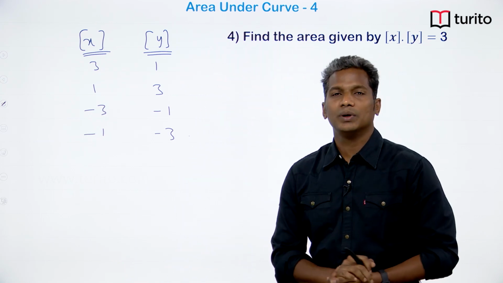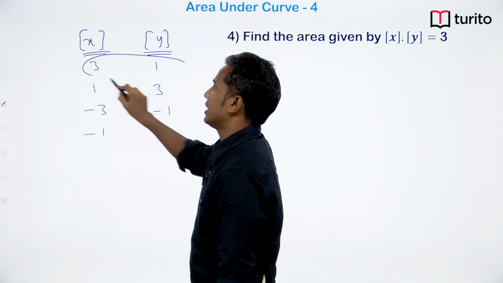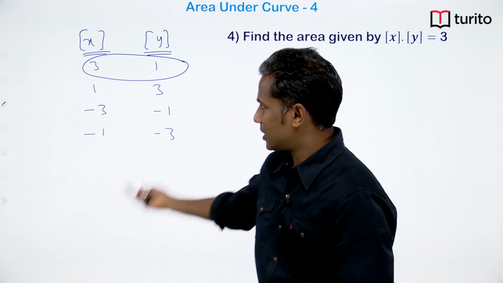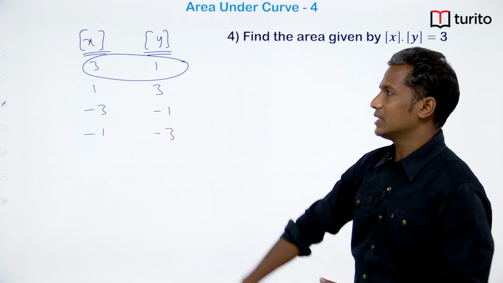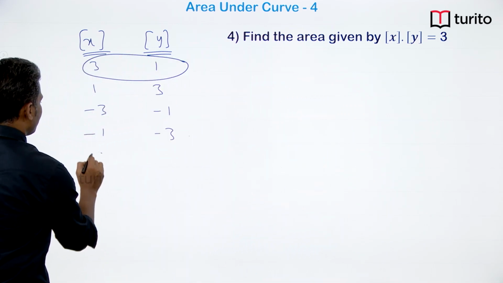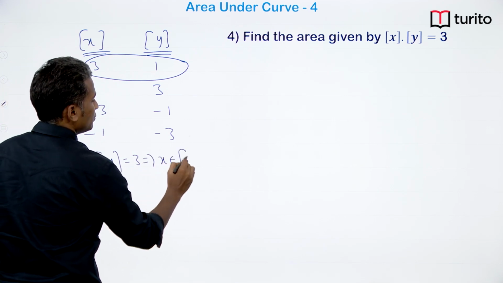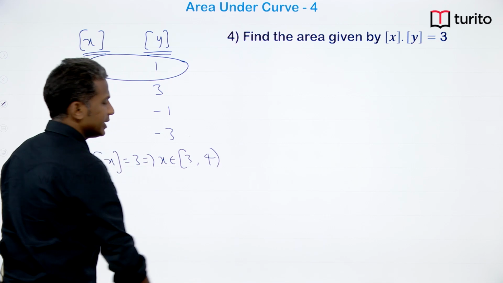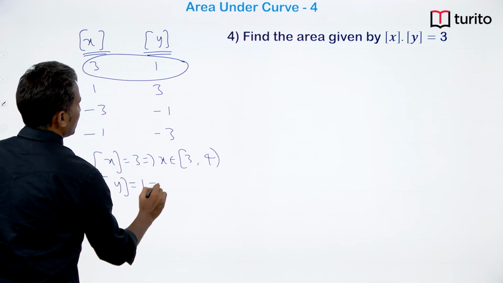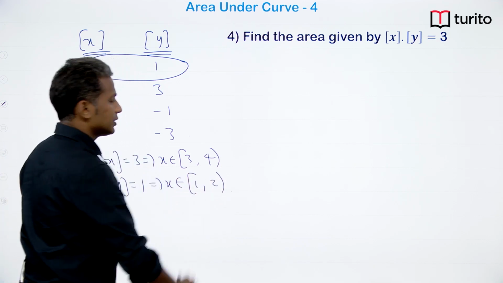Now, how to attack the problem? In 99% of the cases, if you just attack only one case, then into 4 will be your total answer, because there are total 4 cases. So, let us just take one case. When box of x is 3, x will be belonging to closed interval 3 to open interval 4. Similarly, when box of y is 1, y will be belonging to closed interval 1 to open interval 2.